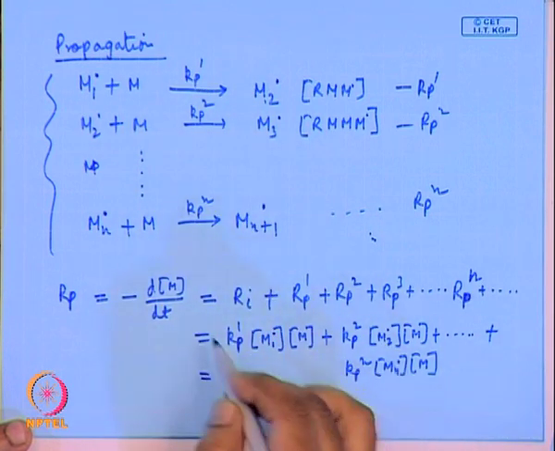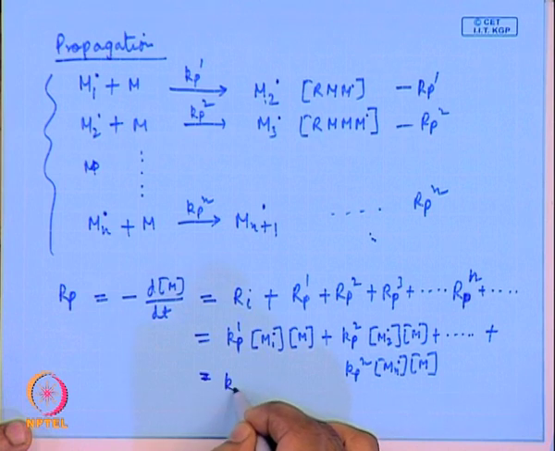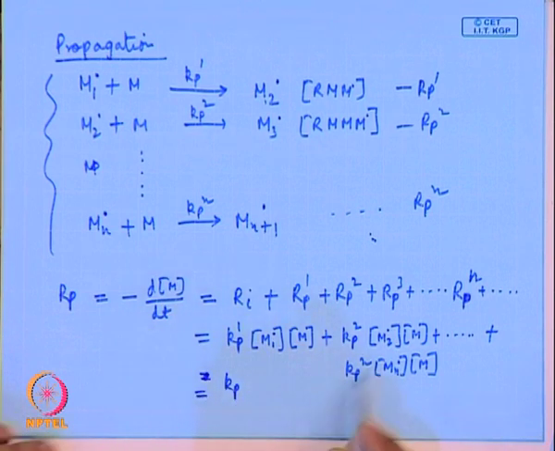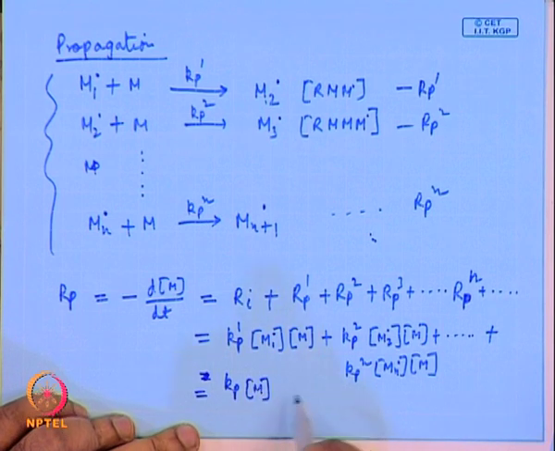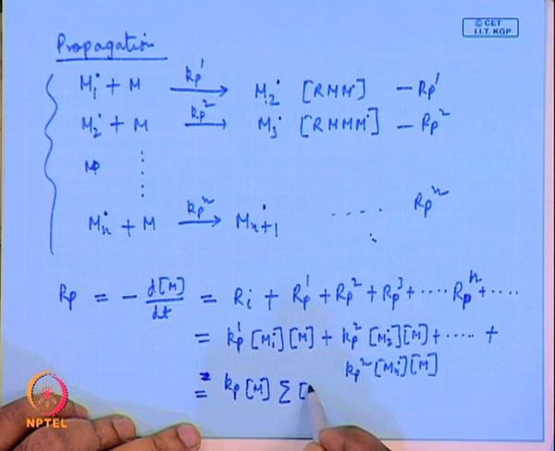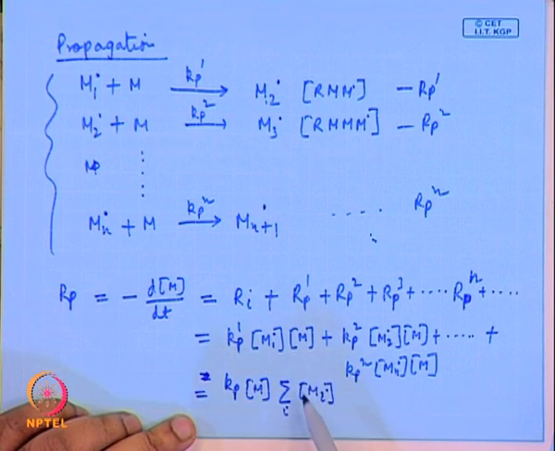So, we can write all the rate constants as Kp, and [M] is there everywhere. So, I can write the summation of [Mi dot]. Okay.